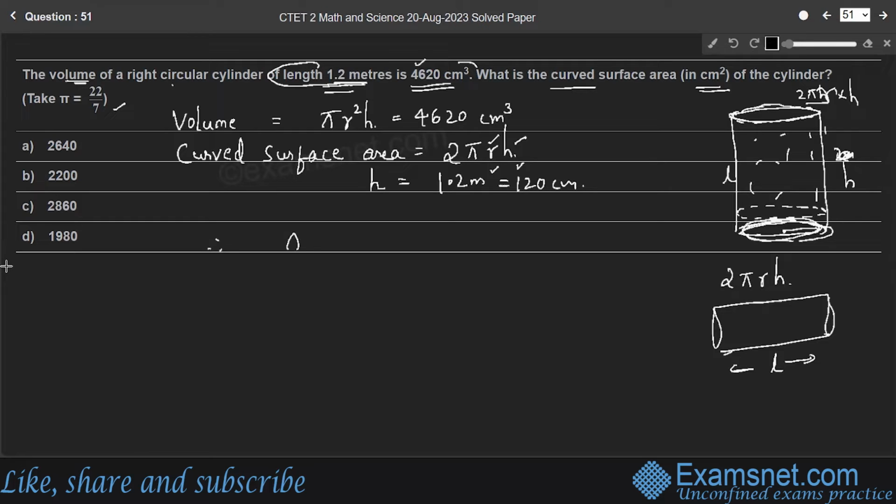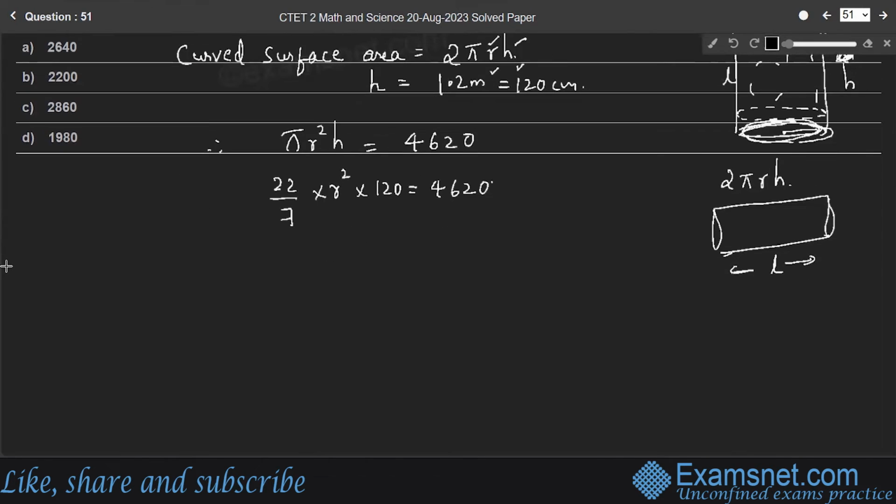Therefore, pi r square h, the volume of the cylinder, is 4620. So pi is 22 by 7. We need to find the base radius. So r square into 120 is 4620. Therefore, the radius square is 4620 divided by 120 into 22 in the denominator, and into 7 in the numerator.